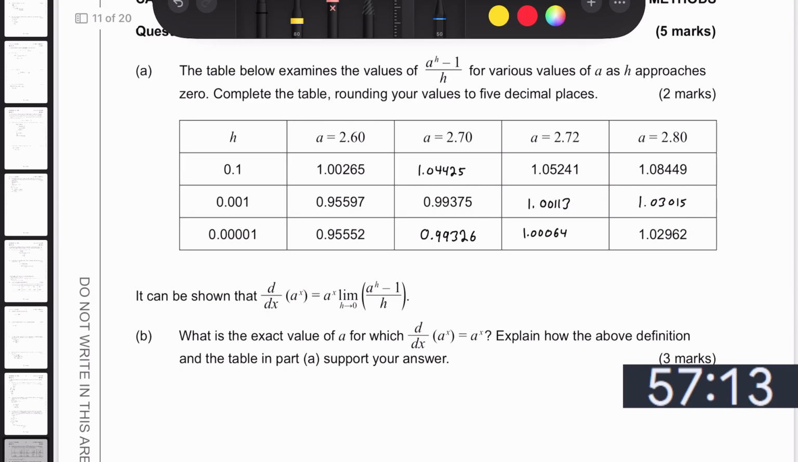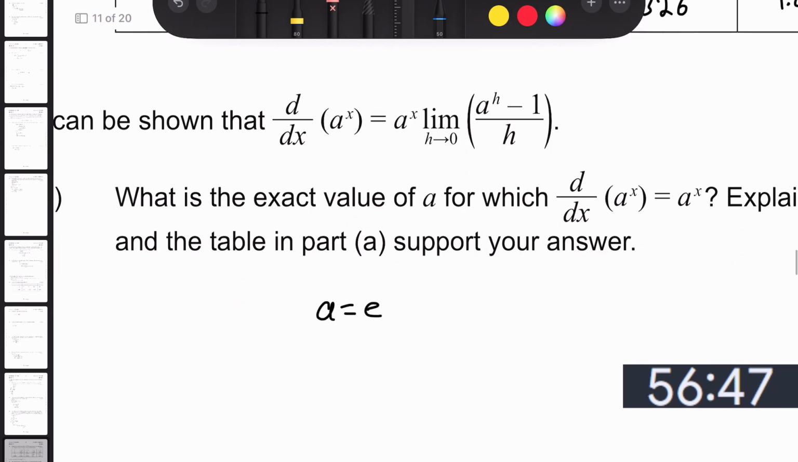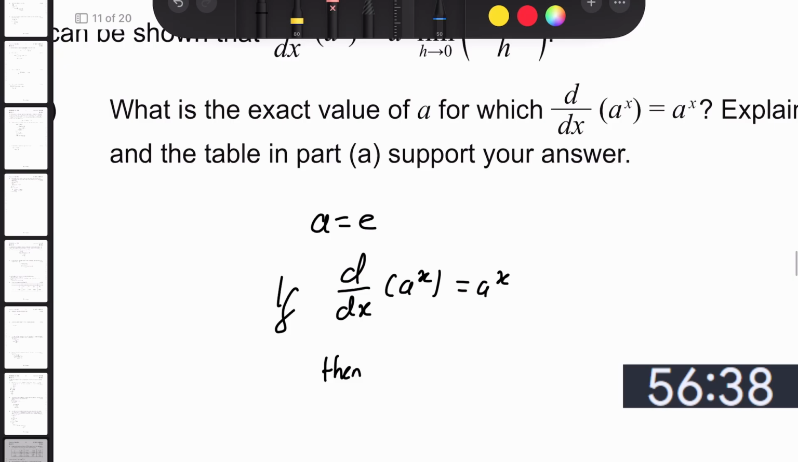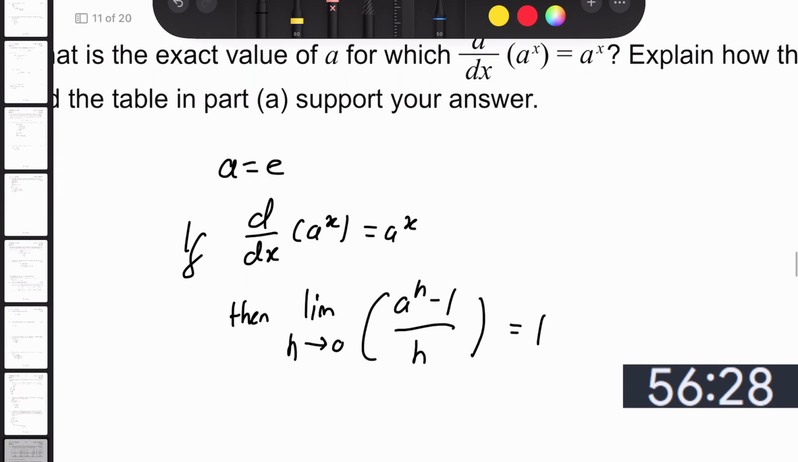It can be shown that there is an exact value of a for which d/dx of a to the x equals a to the x. Explain how the definition and the table in part A support your answer. A equals e. If d/dx of a to the x must equal a to the x, then the limit as h approaches 0 of a to the h minus 1 all over h must equal 1.